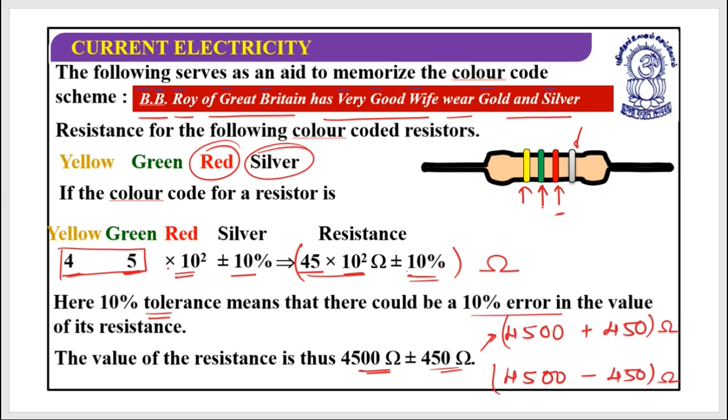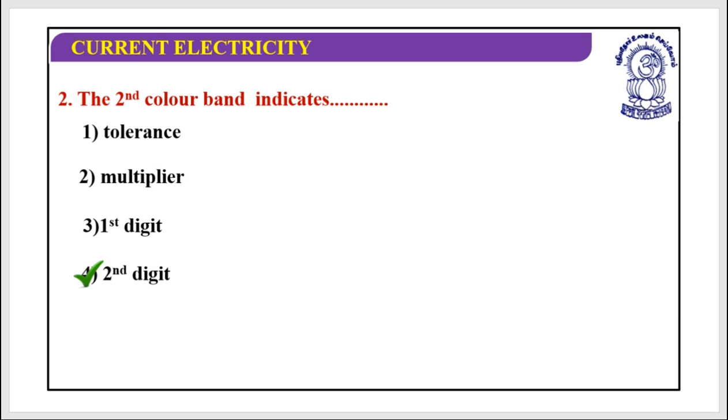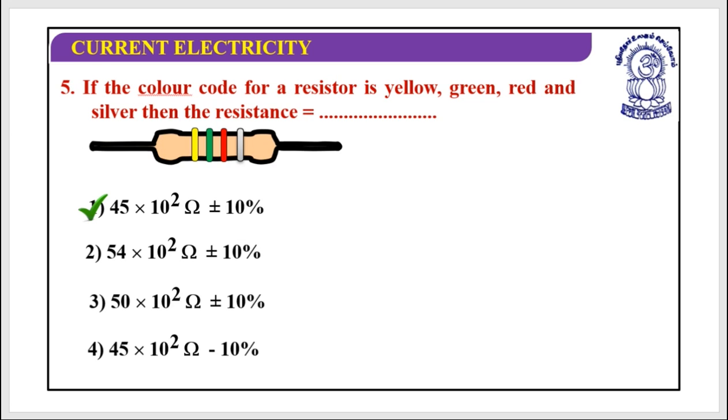Okay, let's have a look at certain MCQs. What does the first color band indicate? It's the first digit. The second color band is the second digit. The third color band indicates the multiplier. The fourth color band is the tolerance. Look at this, you have solved 4 questions in less than 10 seconds. Great work. Keep going. And last, if the color code for a resistance is yellow, green, red and silver.